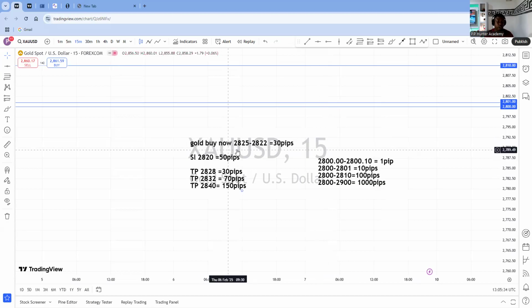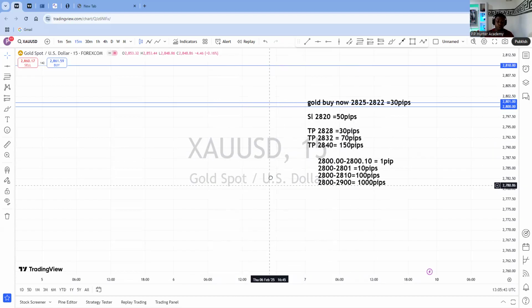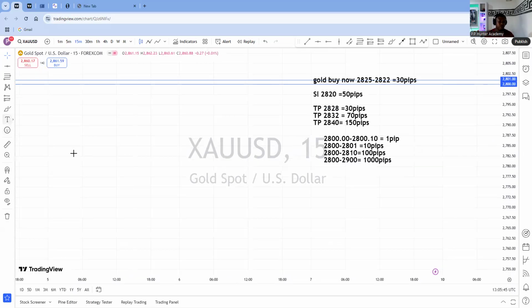And I've also given you a similar example with my setup. So let me give you another example with gold sell. Okay, with gold sell. So I will tell you gold sell now. Gold sell now, and I'll give you, let's say, 2880 to 2883.